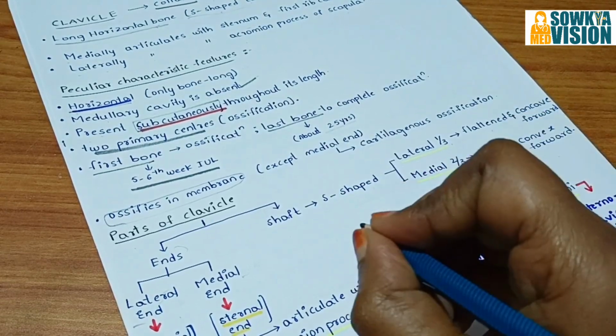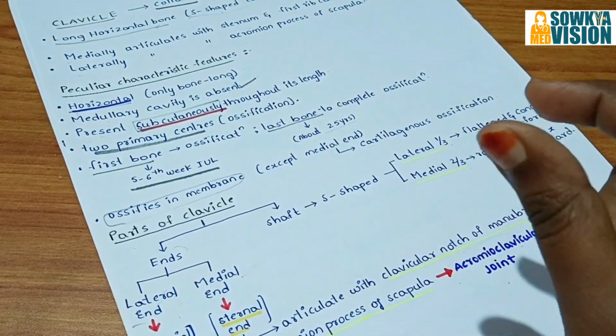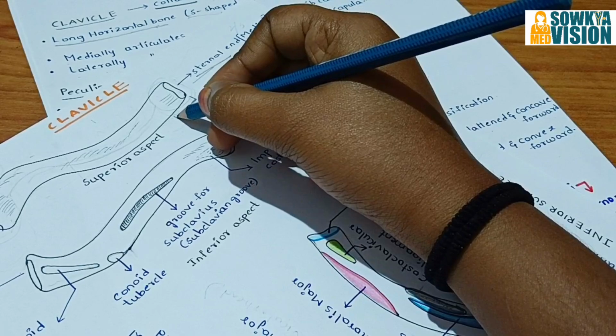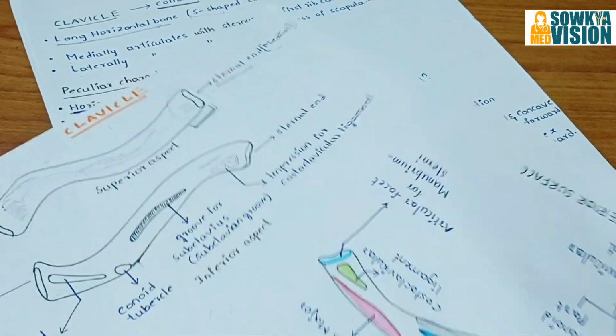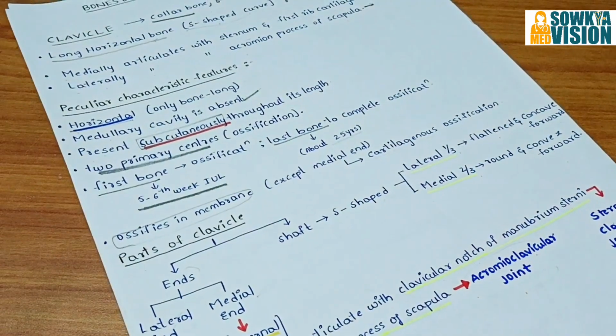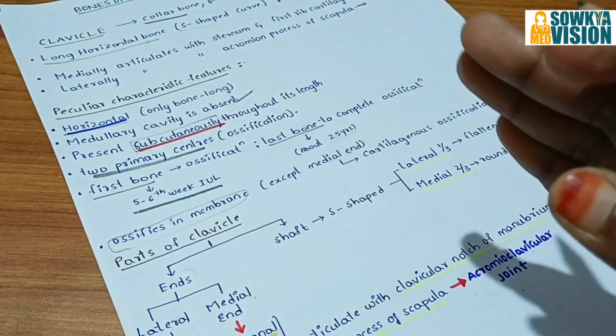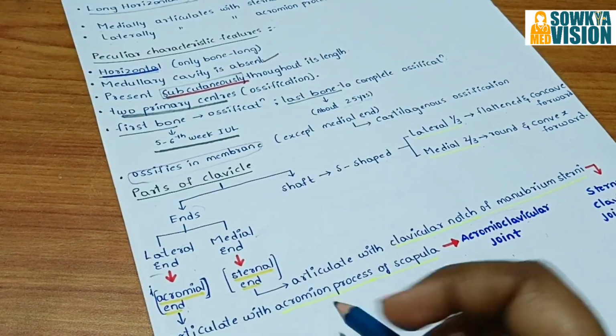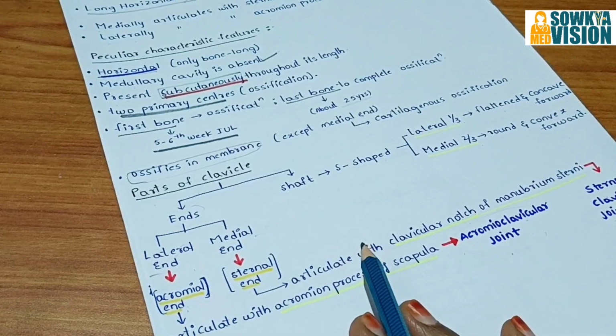Yes, in that clavicle only the medial end, that is the sternal end, is cartilaginous. Hence, the clavicle is a membranocartilaginous ossified bone. Yes. Now, let's quickly review the parts of the clavicle.